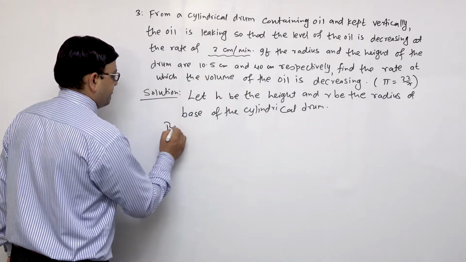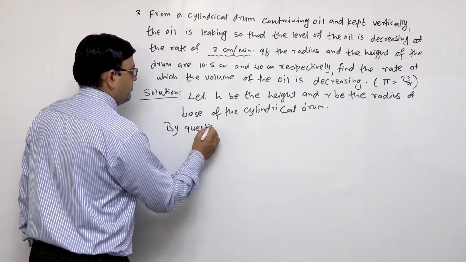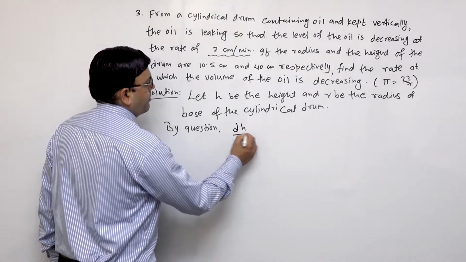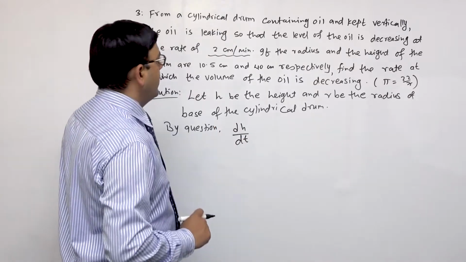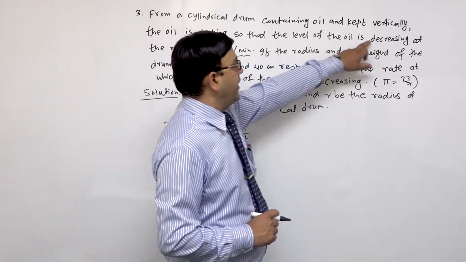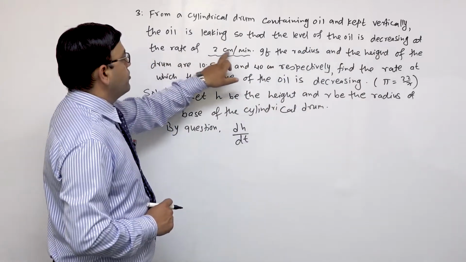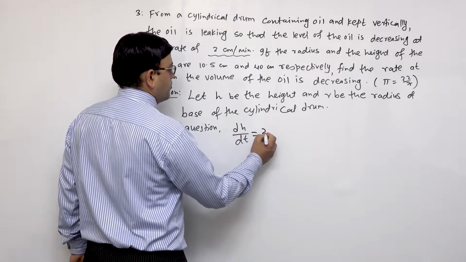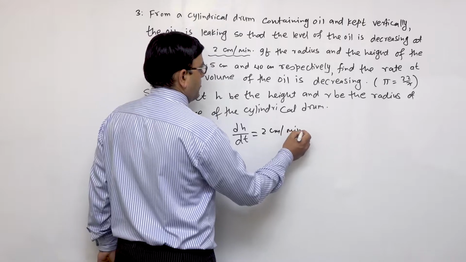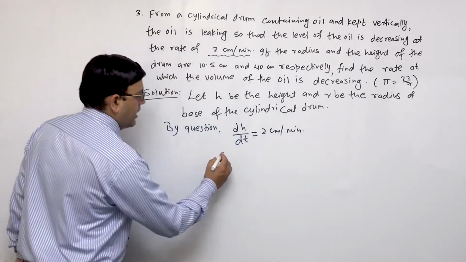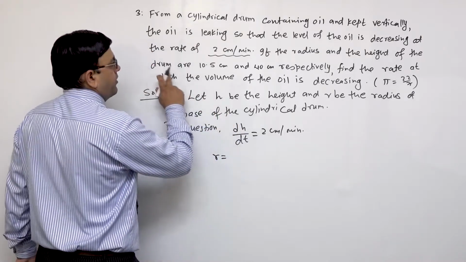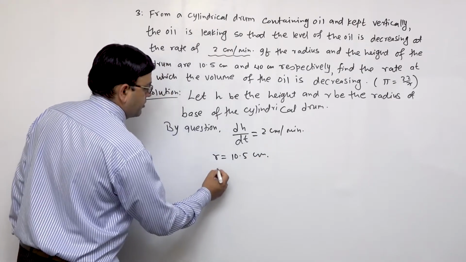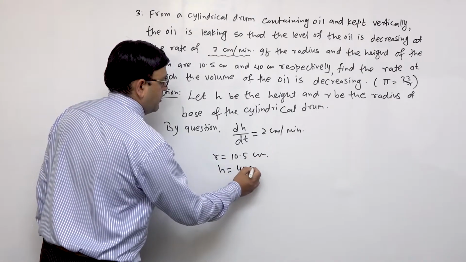Now by question, we have dh by dt, because here the oil is decreasing at the rate of 2 centimeter per minute. So dH by dt is 2 centimeter per minute. Now we have again R is given. We have here R is 10.5 centimeter. R is the radius, and then height of the drum H is equals to 40 centimeter.